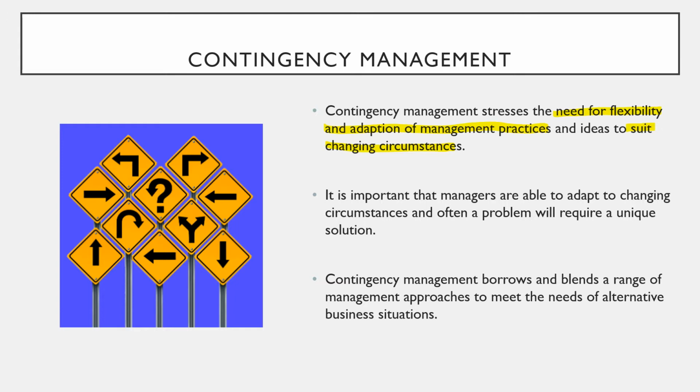And especially in the business environment, managers need to be able to adapt to changing circumstances. Just think of coronavirus and the whole impact it's had on businesses. Managers have had to be contingent and have contingency plans and be flexible and adapt. And so the actual management process associated with it is there's not one key characteristic. Essentially, what the manager does is they borrow and blend a range of management approaches to meet the demands of the different business solutions.